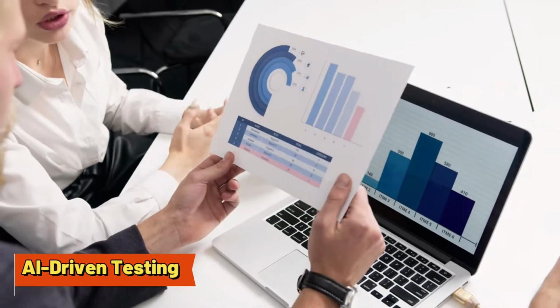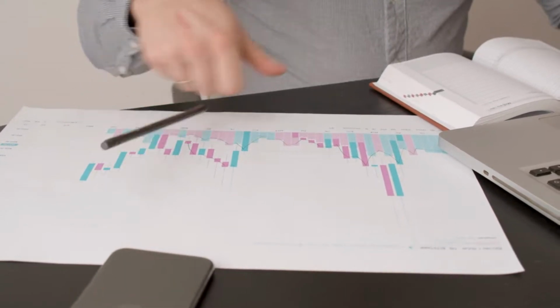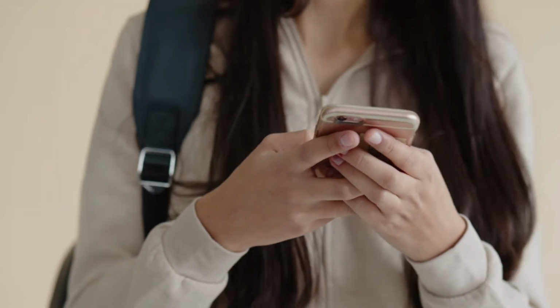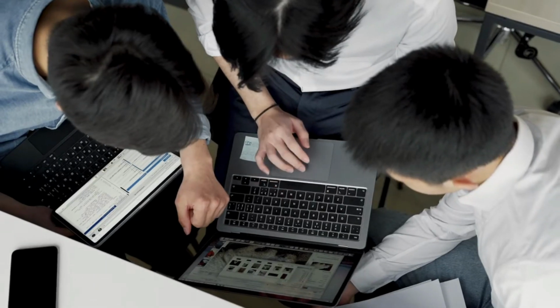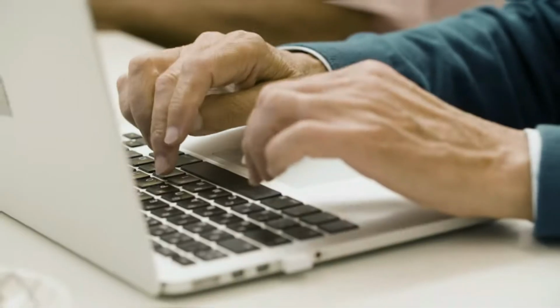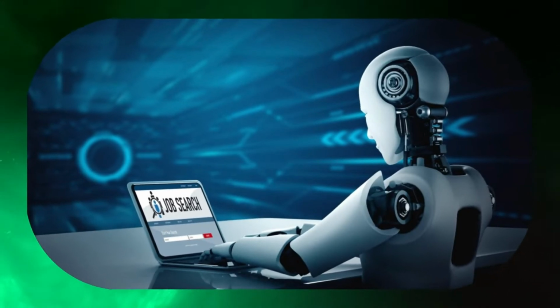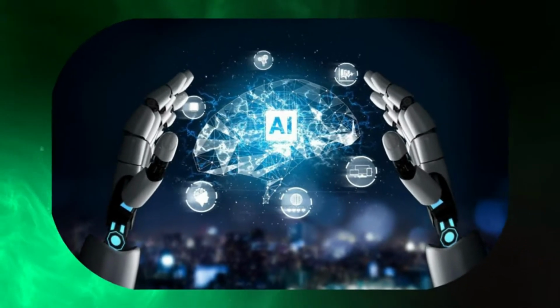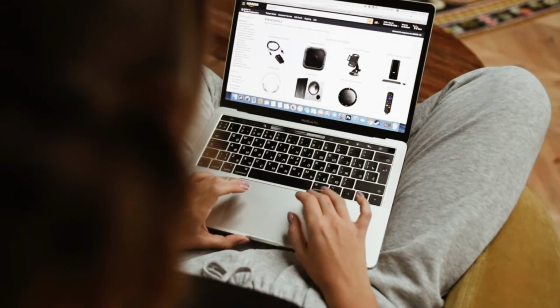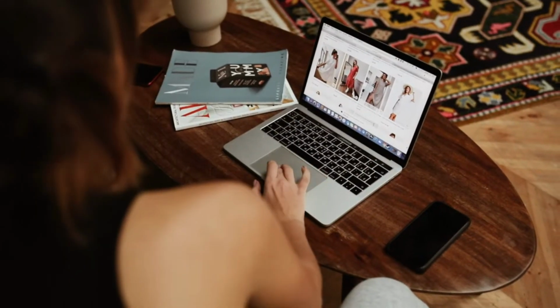AI-driven testing, ensuring your features are bug-free. Even with AI writing the code, testing remains a crucial part of web development. Thankfully, AI tools can help automate this process too. After generating the code, the system can run a series of tests to ensure everything works as expected. These tests can check for common bugs, validate component functionality, and even perform cross-browser testing.